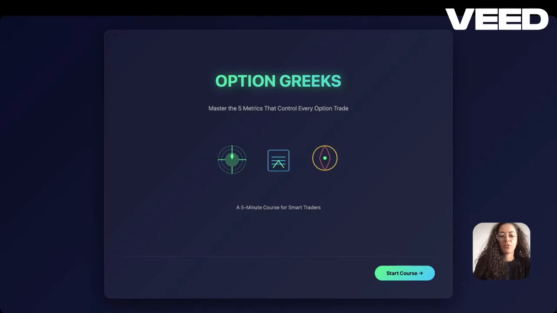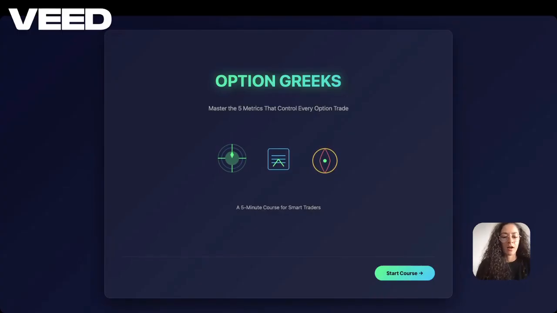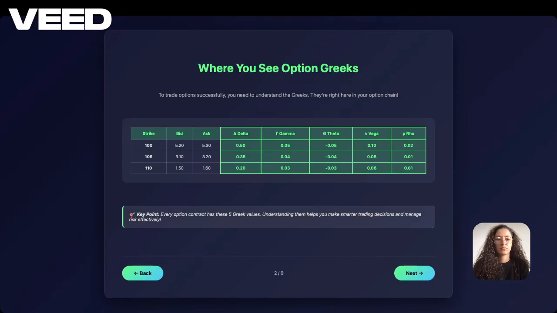Hello everyone. If you want to trade options, for sure you need to learn about option Greeks. So let's see what they are in 5 minutes. I'm sure that if you try to trade options, you've seen an option chain. Here we have a similar one to the one you would see in your brokerage. And as you can see, other than the strike price, the bid and ask, we have these Greeks. The Greeks are delta, gamma, theta, vega, and rho.